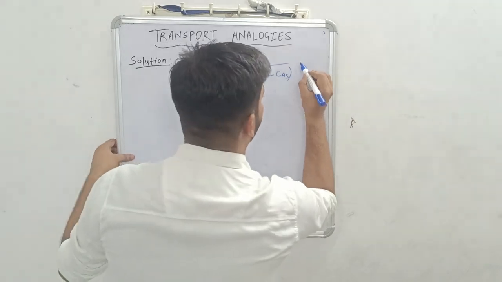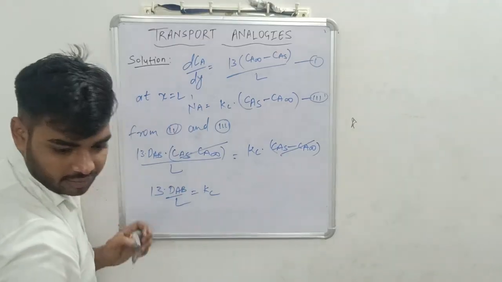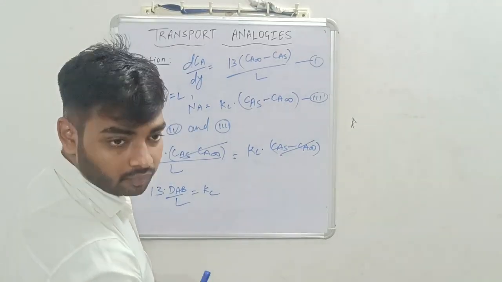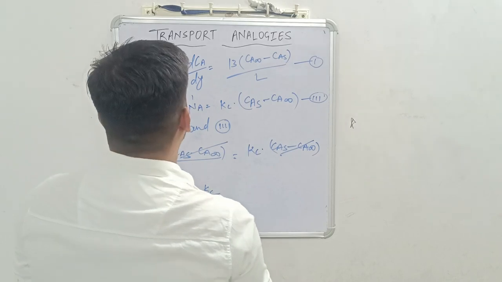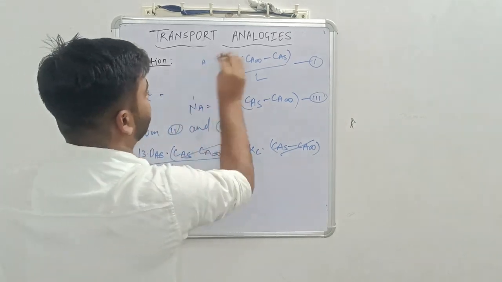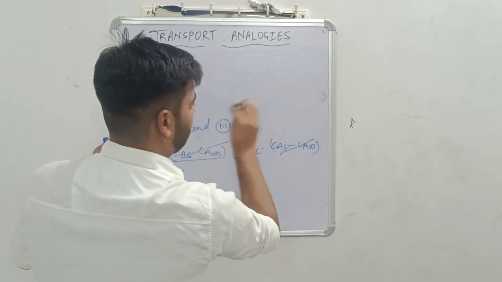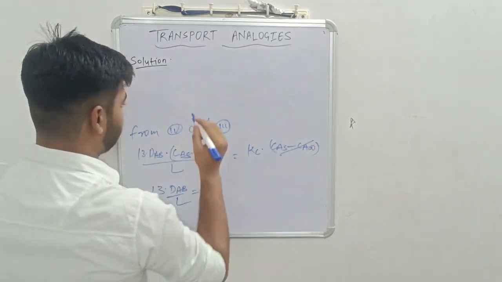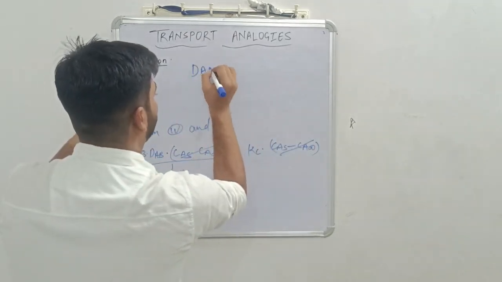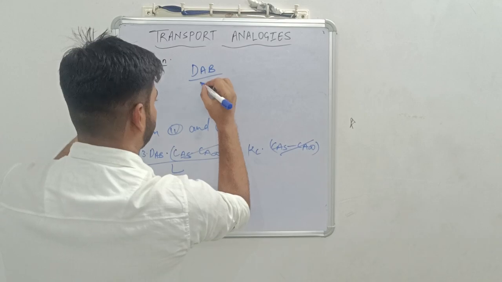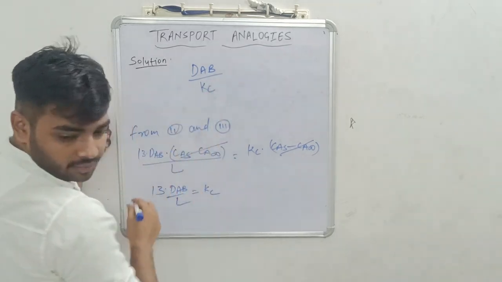After solving, we have got this equation, taking it simple. Also, from this we can rearrange dAB by Kc.